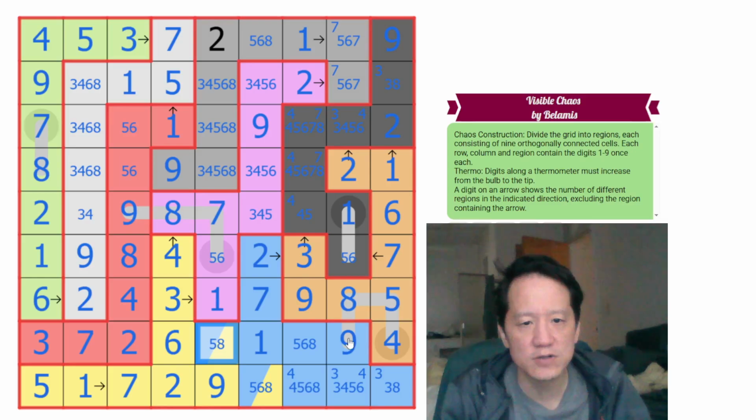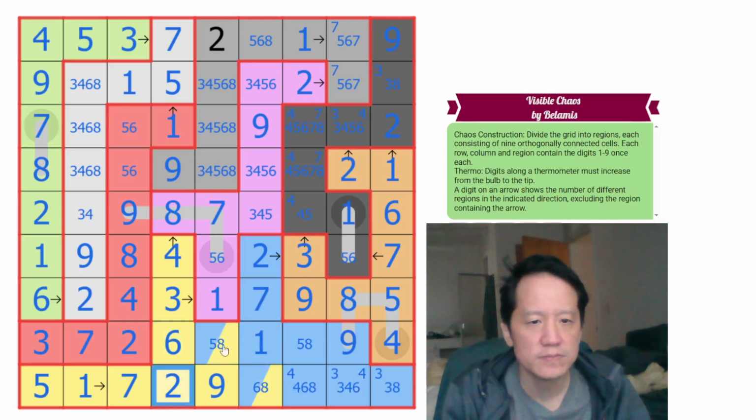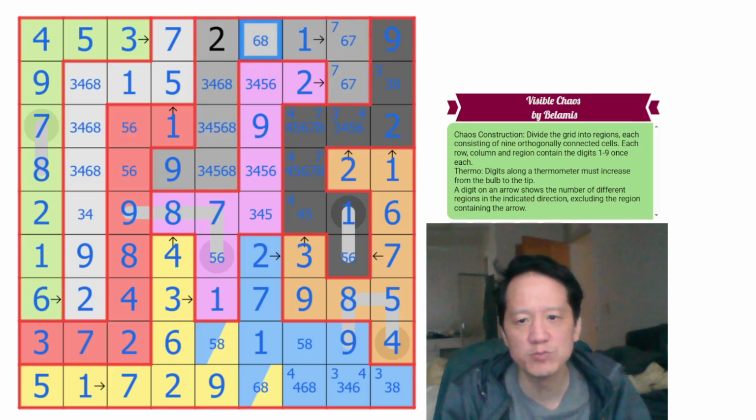So none of these are 6. These can't be 5 anymore. This can't be a 5, and this can't be a 5, and these can't be 5s. Which means one of these two has to be a 5. We have a 6, 7, 6, 7 pair in the gray region, which means this can't be a 6. So therefore this is 8. This can't be 6 or 8.